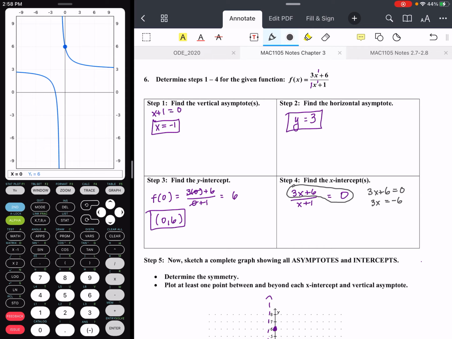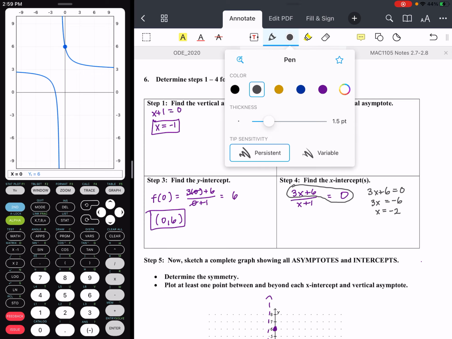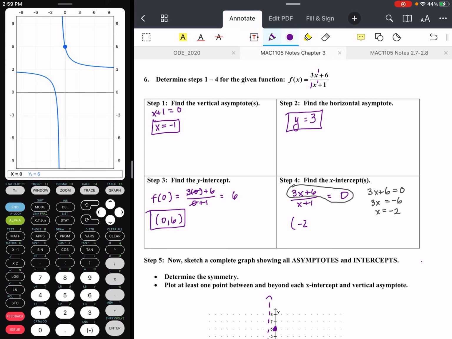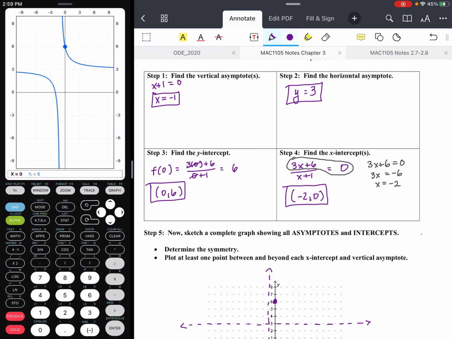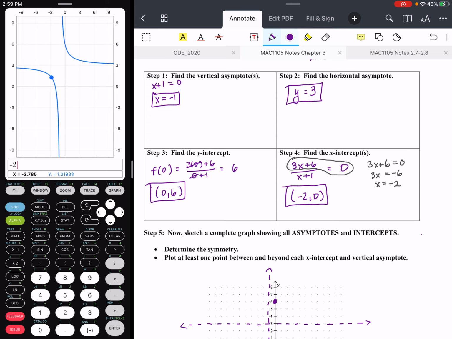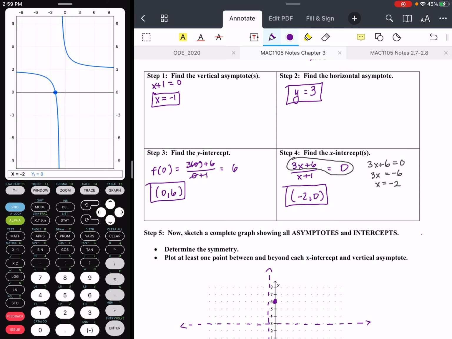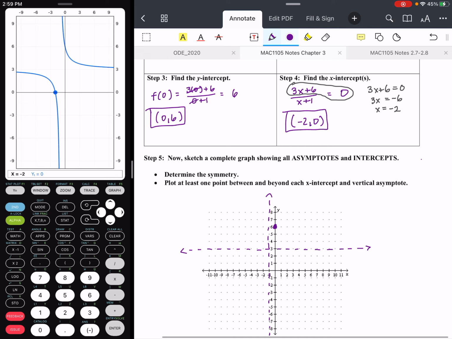All right, so 3x plus 6 equals 0. Subtract 6 from both sides. Divide both sides by 3. Gives me x equals -2. So this should give me an x-intercept of (-2, 0). Let's verify this on my graphing calculator. Trace, -2 for x does give me a 0 for y. So (-2, 0), there's my x-intercept. Okay, all right, so far we're looking pretty good.